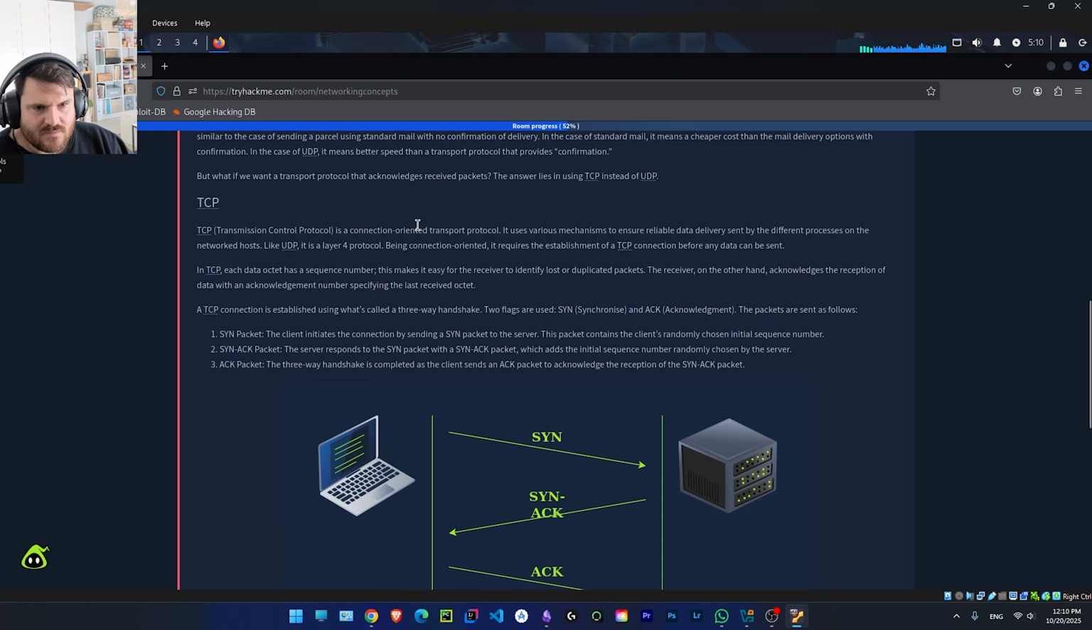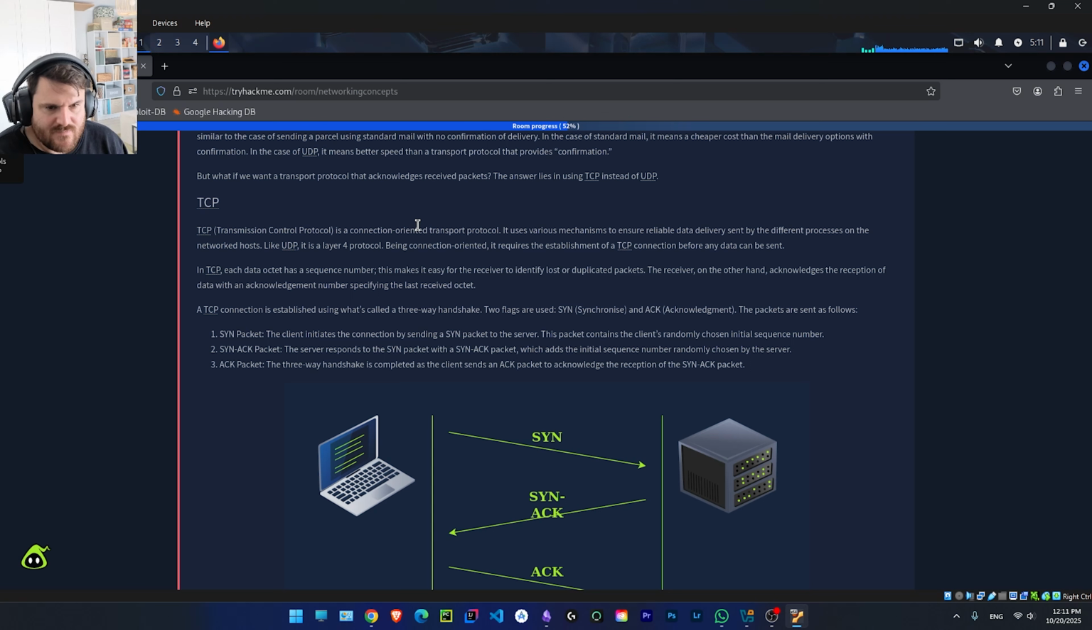TCP is the Transmission Control Protocol, a connection-oriented transport protocol. It uses various mechanisms to ensure reliable data delivery sent by the different processes on the networked hosts. Like UDP, it is a layer 4 protocol. Being connection-oriented, it requires the establishment of a TCP connection before any data can be sent.